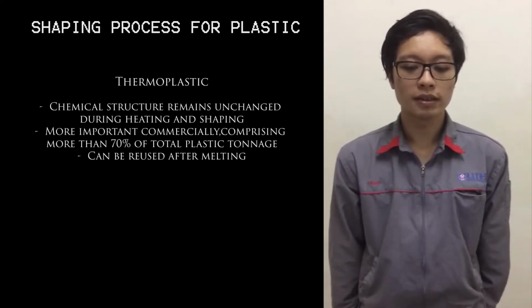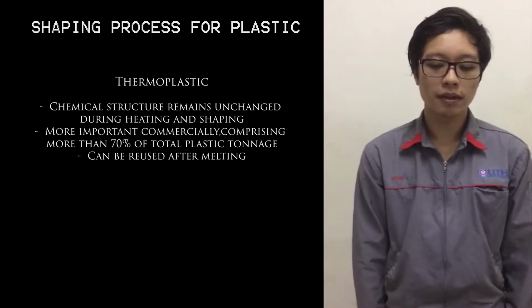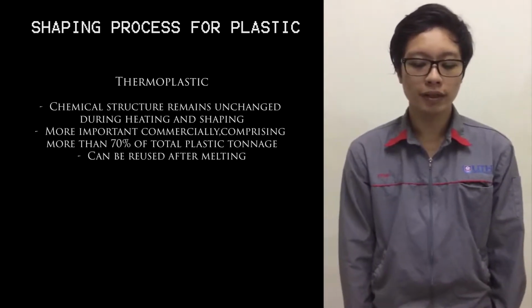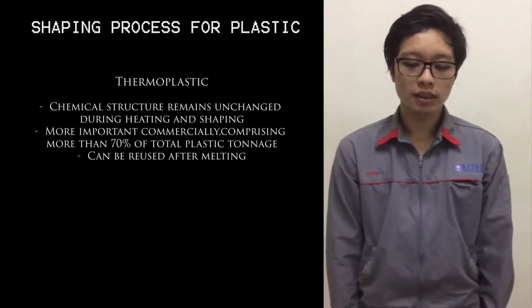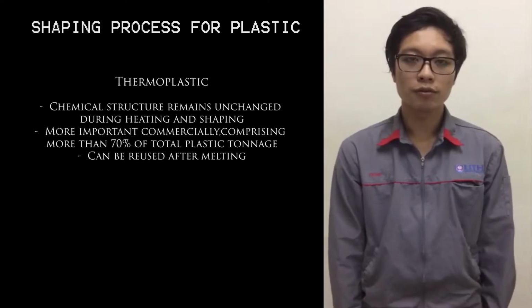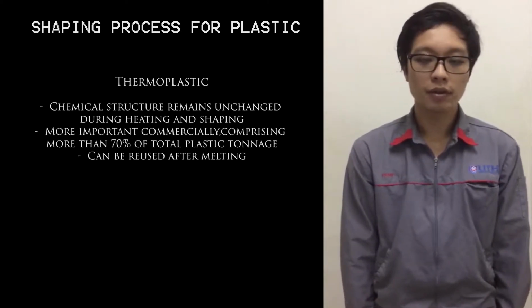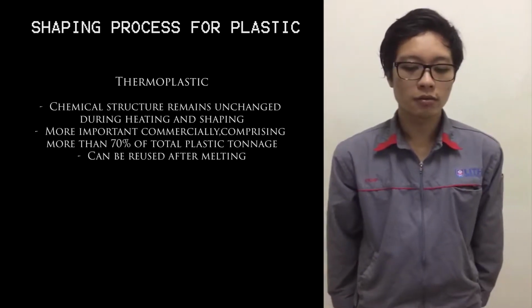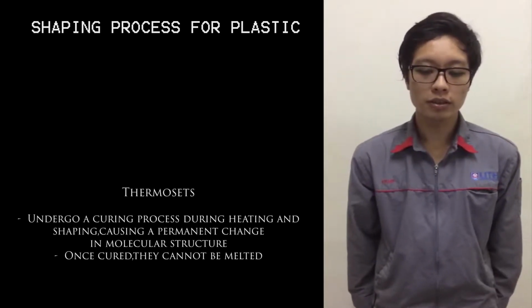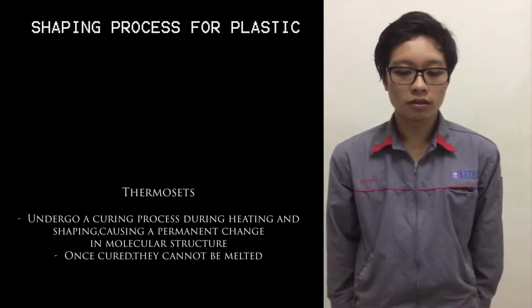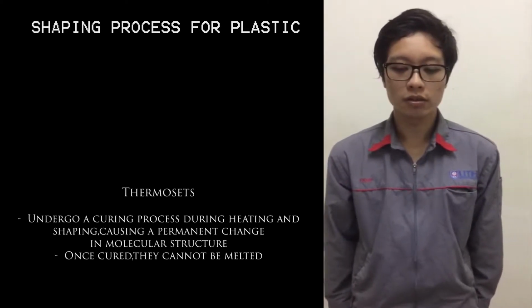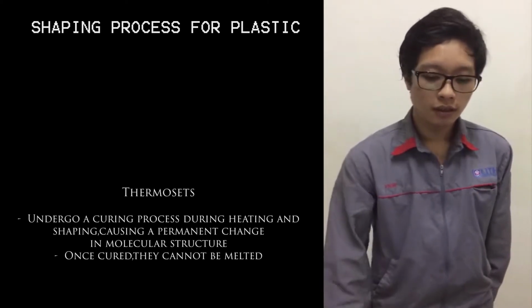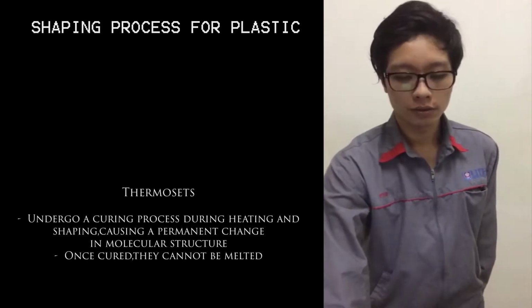One is thermoplastics, where the chemical structure remains unchanged during heating and shaping. They are more important commercially, comprising more than 70% of total plastic tonnage, and can be reused after melting. The second is thermosets, which undergo a curing process during heating and shaping, causing a permanent change, which is the cross-linking in molecular structure. Once cured, they cannot be reused.